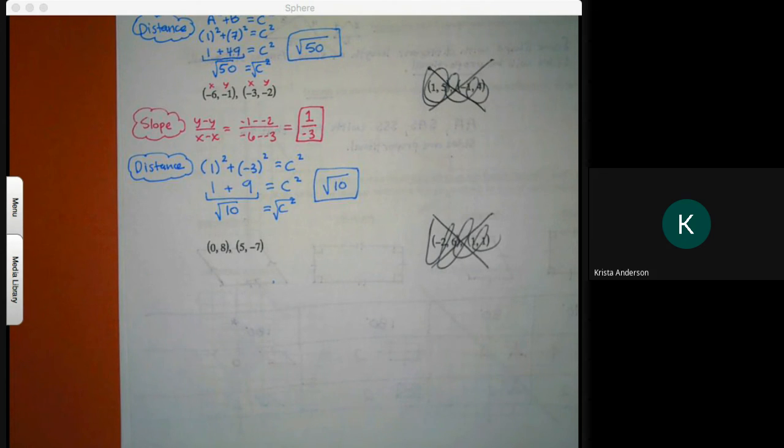Who found the distance already? What'd you get? 250 what though? The square root. You have to put the square root on it.